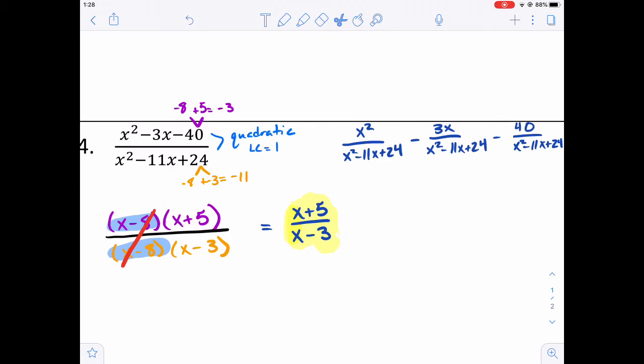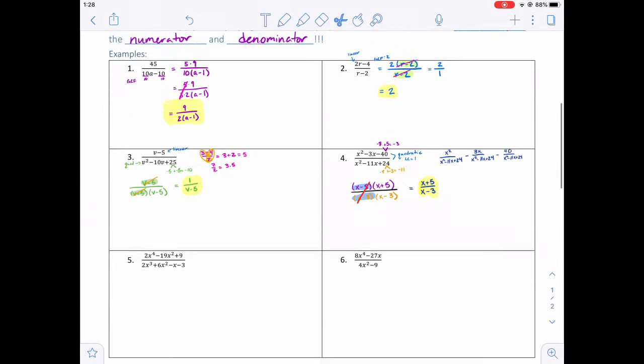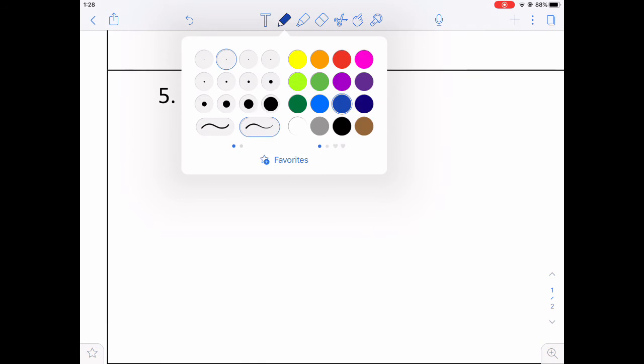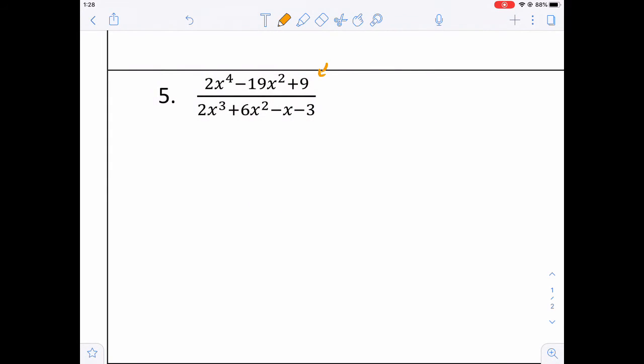Okay. Let's do another one. So here we have a quartic on top and a cubic on the bottom. Quartic.